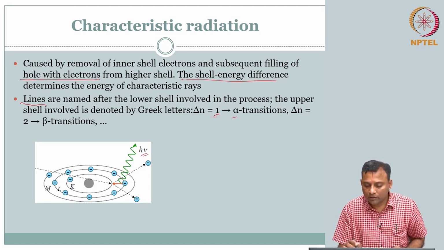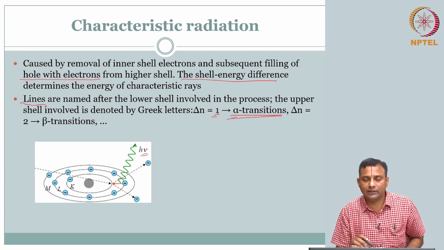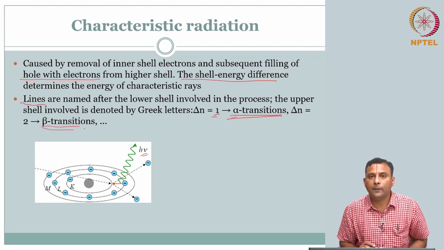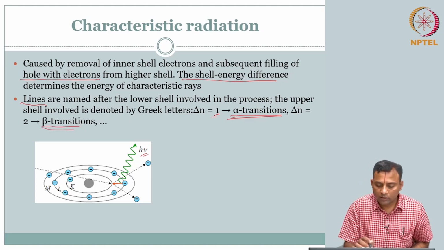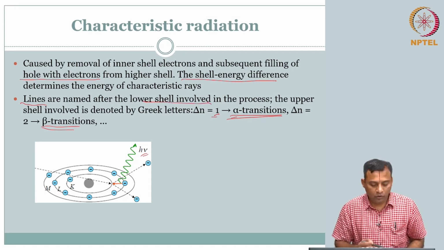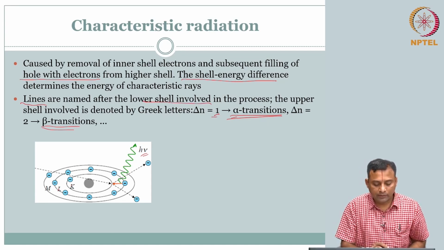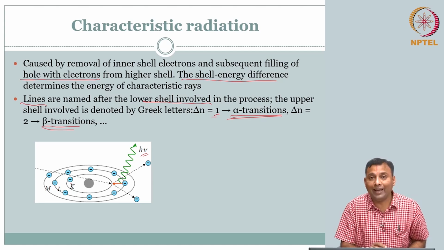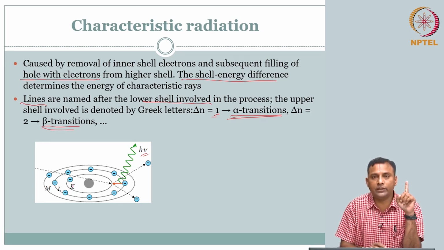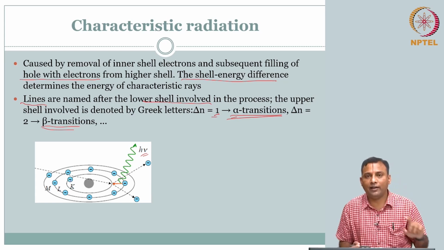So, it turns out that if it is one shell, we call it alpha transitions. If it is two shells, we call it beta transitions. But then we use the lower shell involved in the process. So, if I want to communicate that some transition happened from L to K, delta n is 1, so that is an alpha transition. Whatever is receiving, the lower shell, is K. So, I will say K alpha, right.